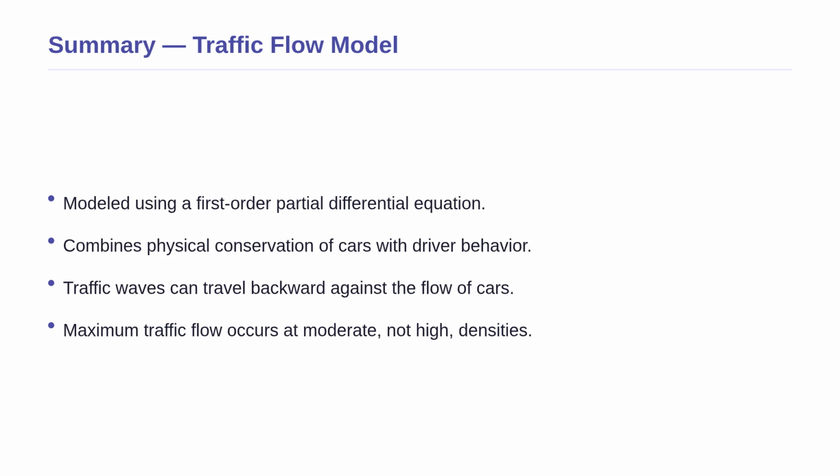We have covered the full topic of the traffic flow model. Let us review the key takeaways. First, we learned that traffic can be accurately modeled using a first-order partial differential equation that tracks density over time and space. Second, this model works by combining the strict physical conservation of cars with a mathematical rule for how human drivers adjust their speed.